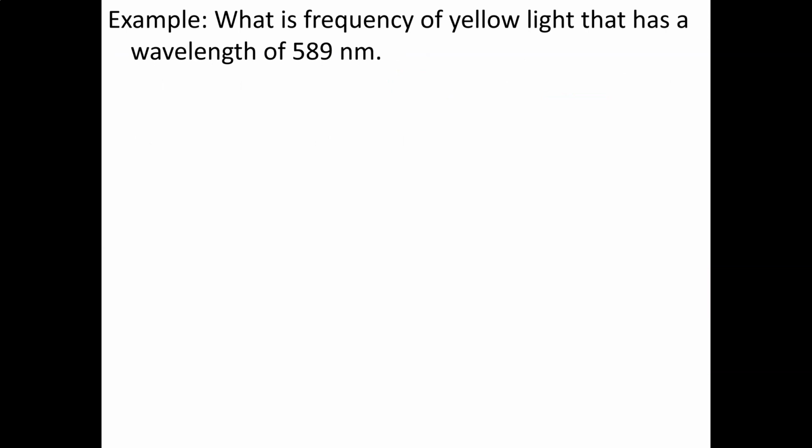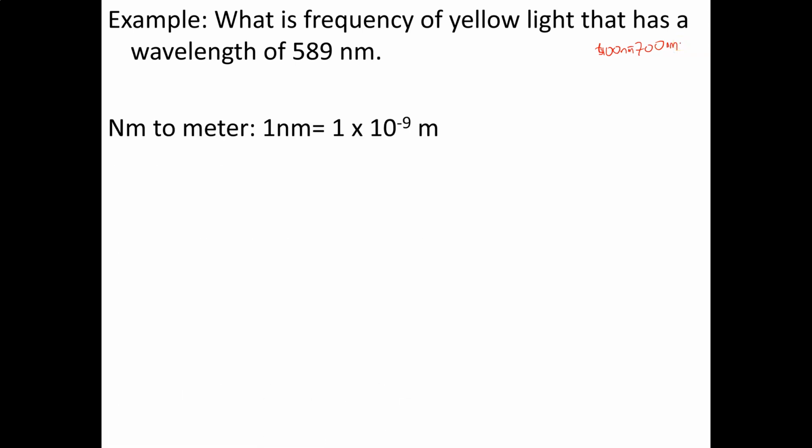All right, let's talk about the math. So what is the frequency of a yellow light that has a wavelength of 589 nanometers? So this is the actual wavelength of yellow light. In case you didn't know, the wavelengths for color, basically your ROYGBIV, are somewhere between 400 and about 700, give or take a few nanometers. These are all nanometers, and nanometers is a very, very small unit.